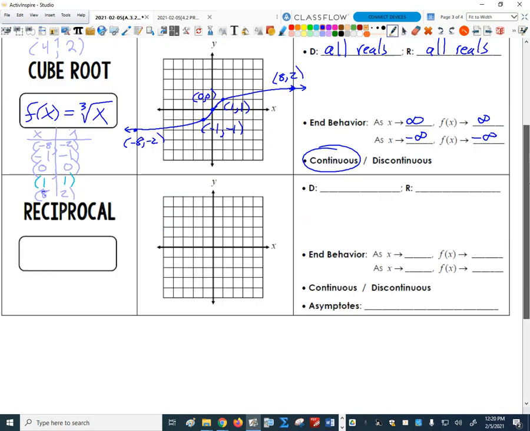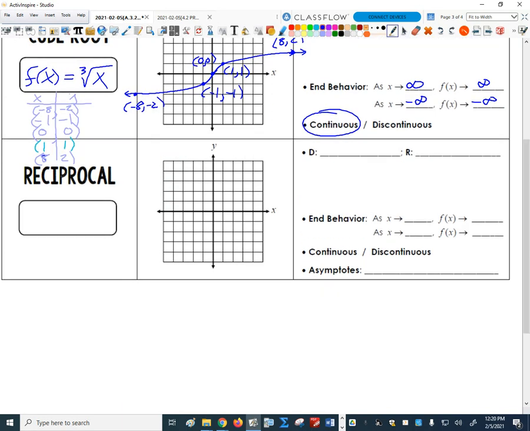Okay, the reciprocal function. Finally, we get to one that mixes things up a little bit. This is a little different. So the reciprocal function, the parent graph, is just 1 over x. So let's make a t-table for this one. Okay, I can't put in 0, can I? Everybody see that? I can't divide by 0. So 0 is not in the domain. If I put 0 in, it blows up. It's undefined.